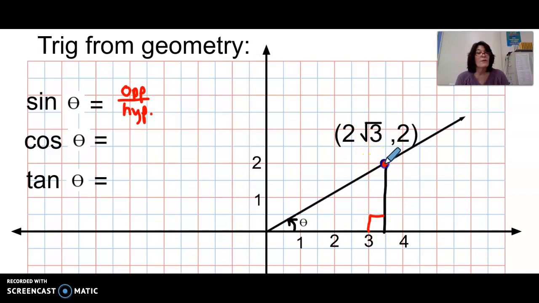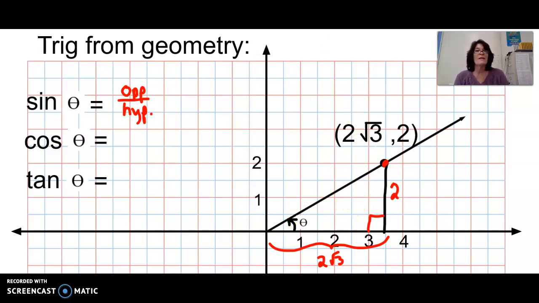I made a little right triangle coming from the point (2√3, 2). If I know that point, then I know that this side length is 2√3. If you do 2 times the square root of 3 on your calculator, you get like 3.46 something. It's irrational, obviously. And then I go up to 2, so this side length is 2. So I do know the opposite side, and I know the adjacent side. I don't know the hypotenuse.